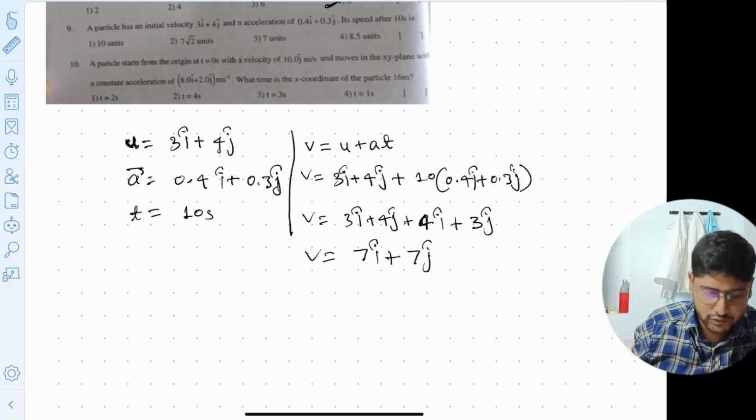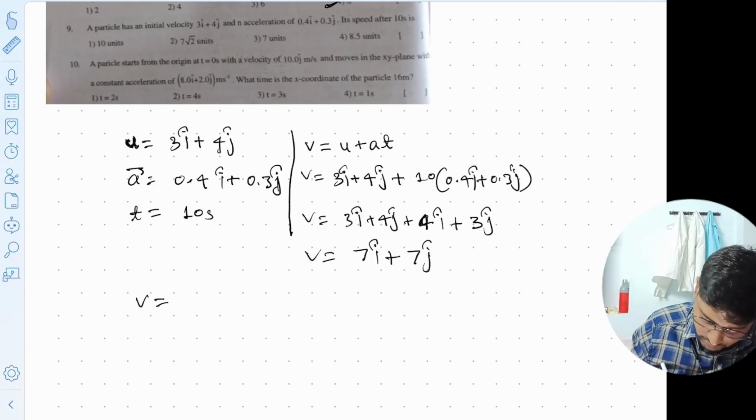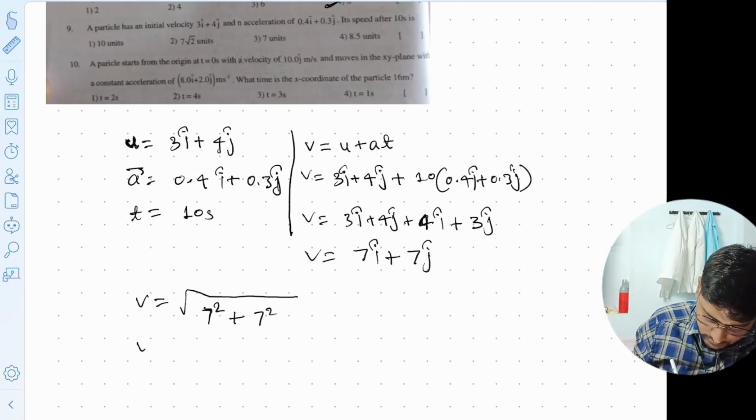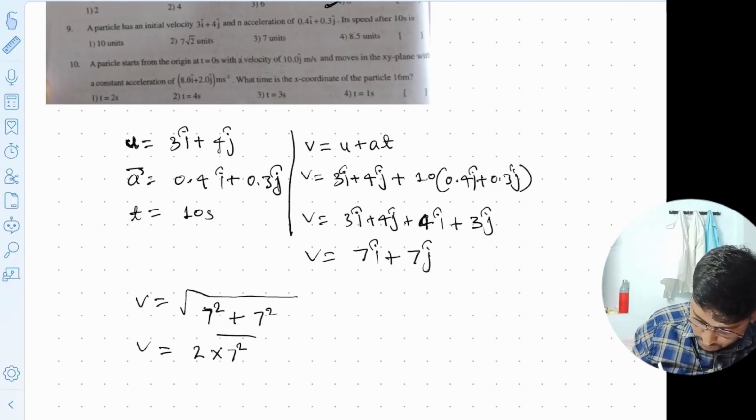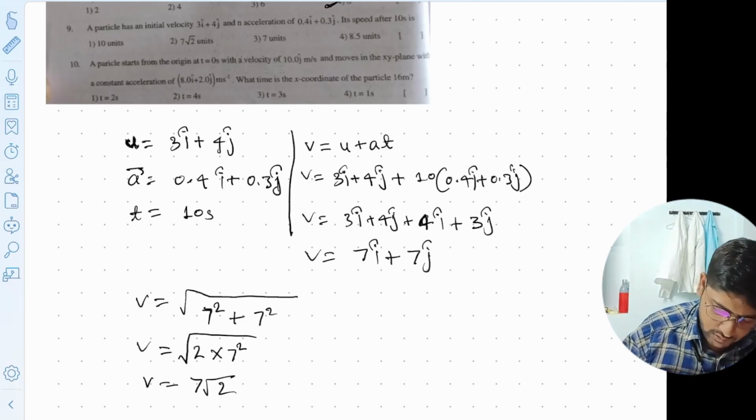So what will be the magnitude? The magnitude of velocity equals square root of x square plus y square, meaning 7 square plus 7 square. V equals square root of 2 into 7 square. 7 will come outside, so it will be 7 square root of 2. So which option? Option number 2.